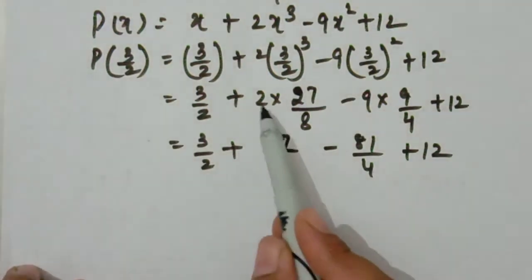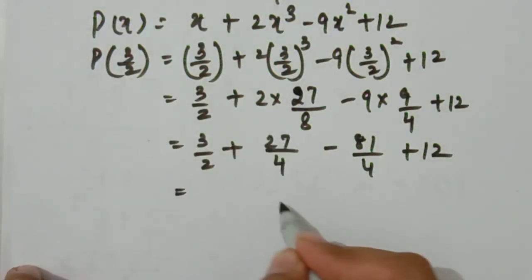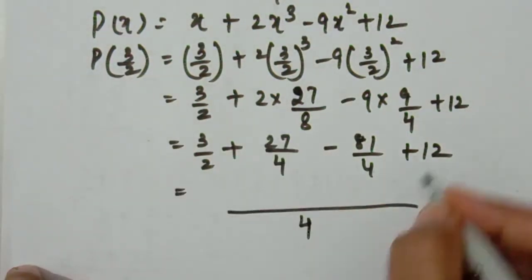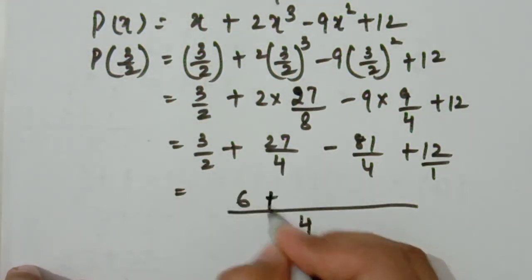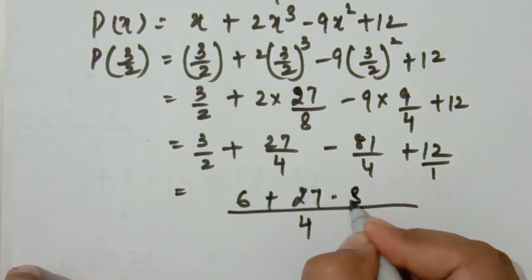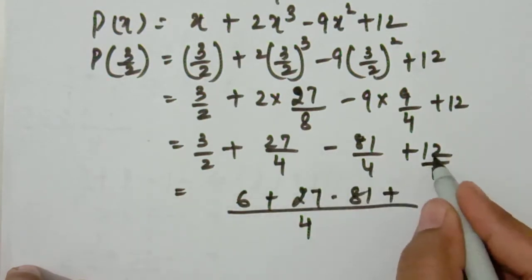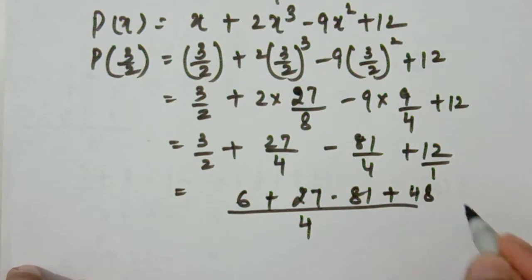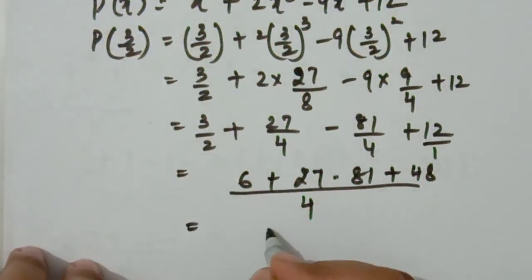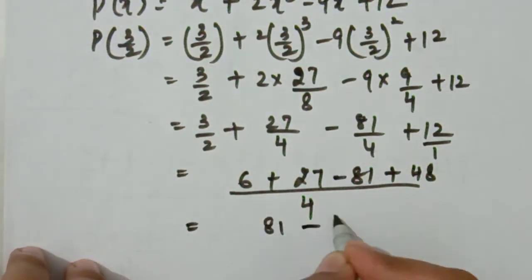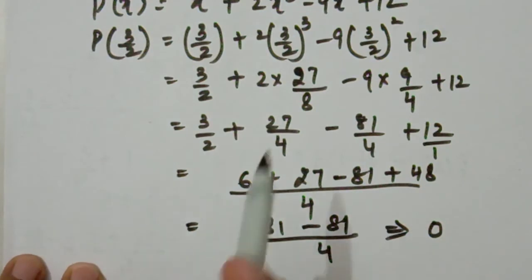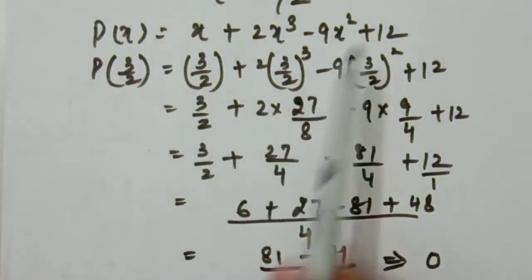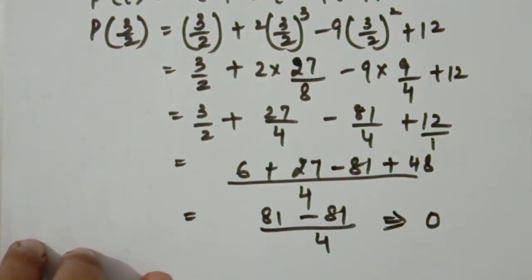So students, after cancellation it is like this. Now we will take LCM. Then it is 6 plus 27 minus 81 plus 12 fours are 48. So it is 81 minus 81 upon 4. It means it is equal to 0. Yes, 2x minus 3 is a factor of this given polynomial because the remainder is 0.